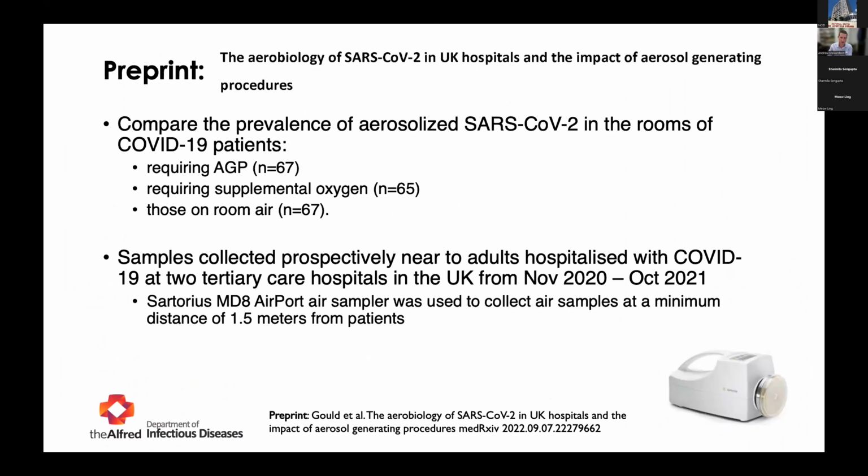Here's a preprint, so just to emphasize that this hasn't gone through peer review yet, but a preprint which compared the prevalence of aerosolized SARS-CoV-2 virus in rooms of COVID-19 patients who were requiring AGPs, compared to those requiring supplemental oxygen and those on room air, with 60 to 70 patients in each group. Samples were collected prospectively near adults hospitalized with COVID-19 at 2 hospitals in the UK over about a 12-month period. And you can see the sampler that was used in this particular study.